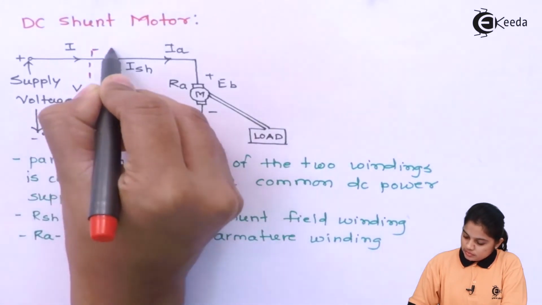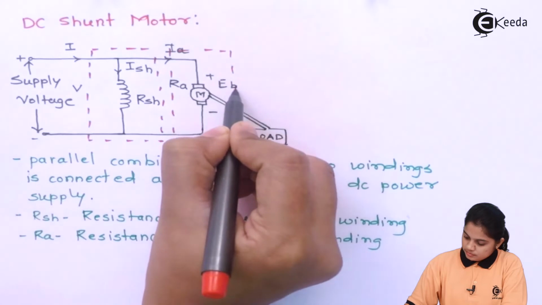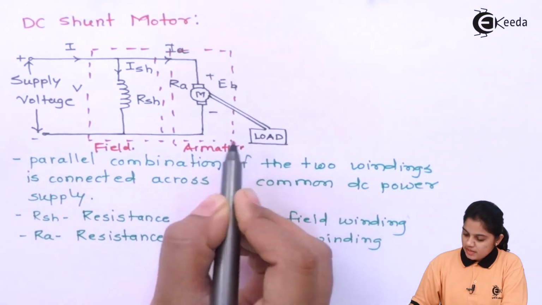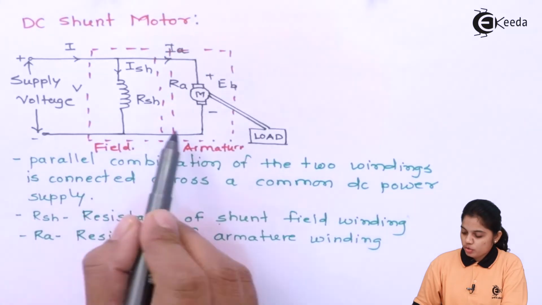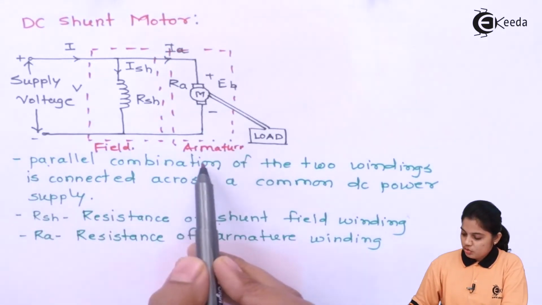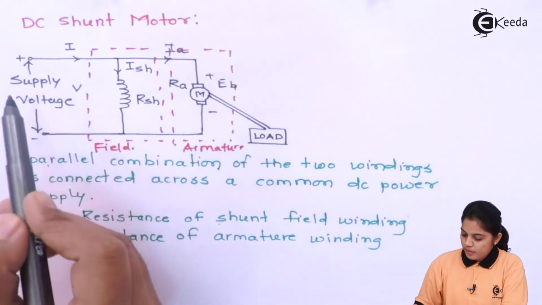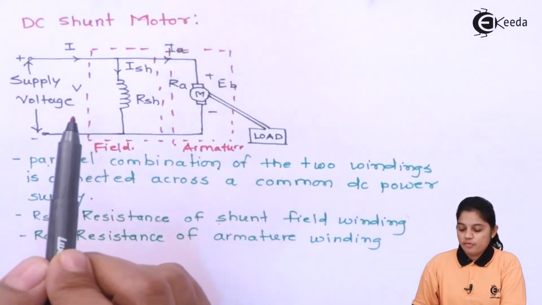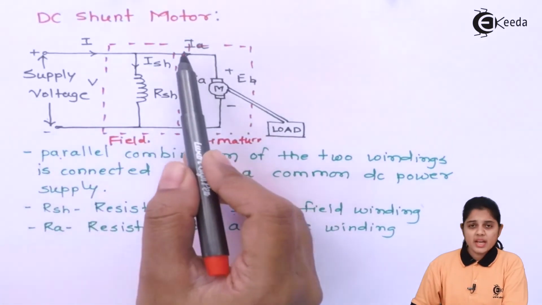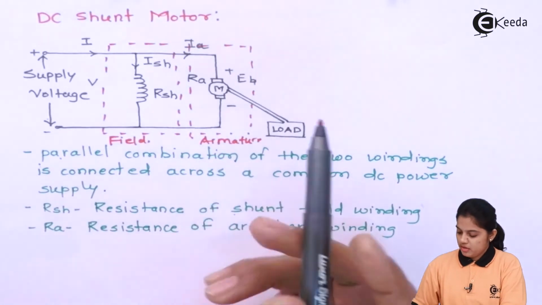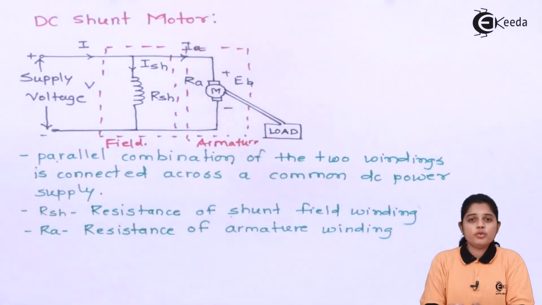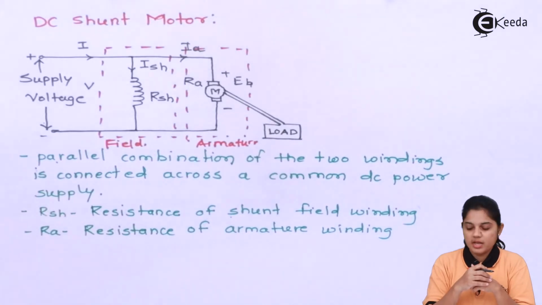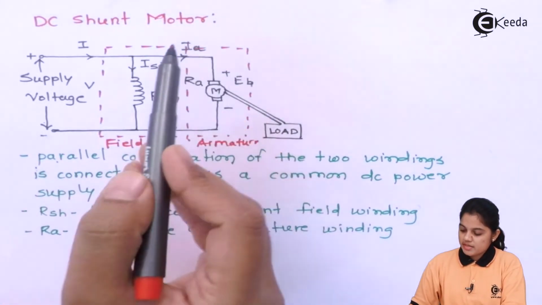So if I draw, this is my field and this is the armature. You can see your field winding and armature winding are both connected in parallel. The parallel combination of the two windings is connected across a common DC power supply. The DC power supply is common for the armature winding as well as the field winding. Here the field winding is stationary and the armature winding is rotating, or movable. So the resistances will play a major role. Due to the parallel connection of the field winding and armature winding, this is called a DC shunt motor.